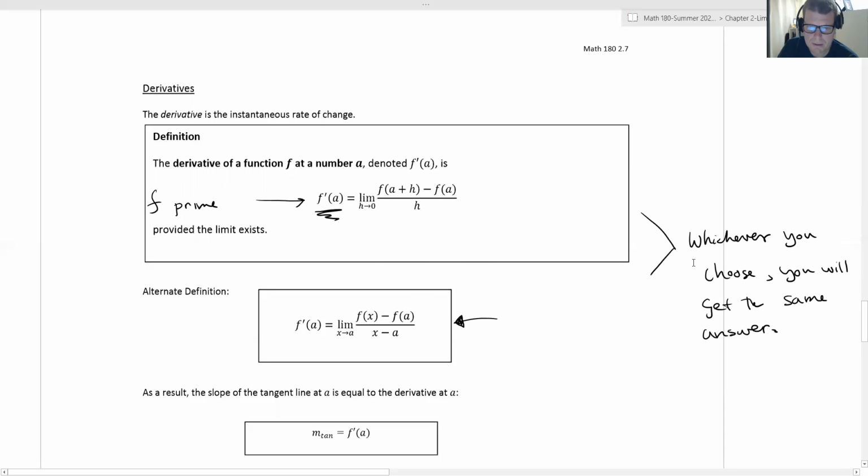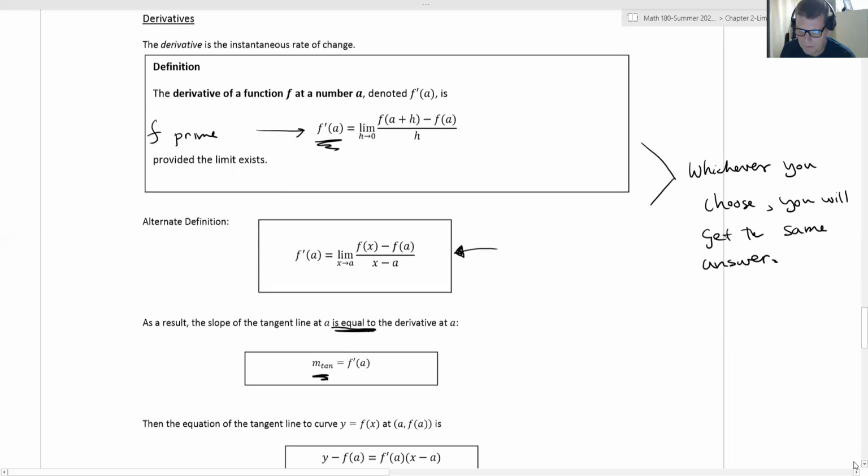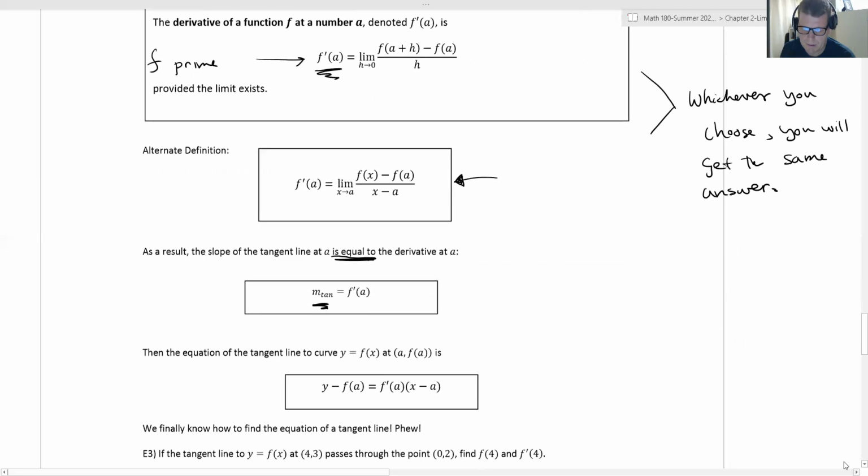And so if we look here, the slope of the tangent line, m tan, as we have it written here, is going to equal f prime of a. The slope of the tangent line at a is equal to the derivative at a. They are the same. And so that gives me the equation of the tangent line, which we just did. There's the point slope form.